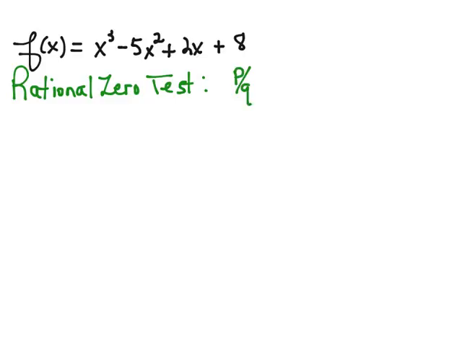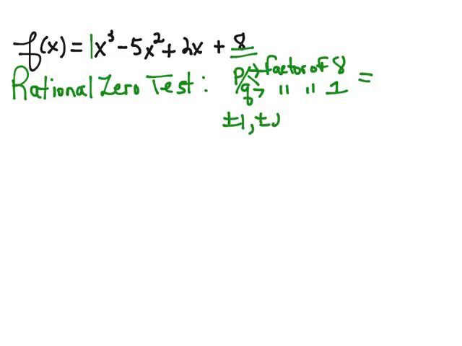form p over q, where p is a factor of 8 and q is a factor of 1. Well, anything divided by 1 is 1, so this is going to boil down to be just the factors of 8. So the factors of 8 are plus or minus 1, plus or minus 2, plus or minus 4, and plus or minus 8. So these are the possible rational roots. So we're going to synthetically divide until we find one of these roots that works.